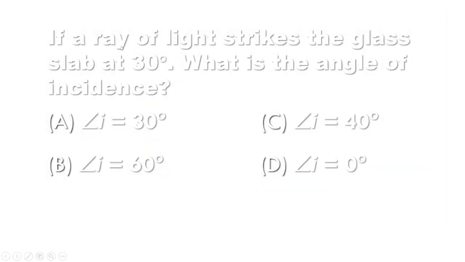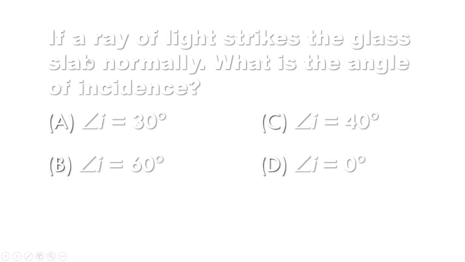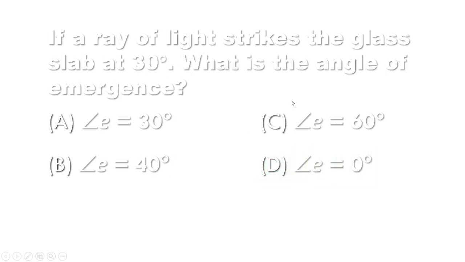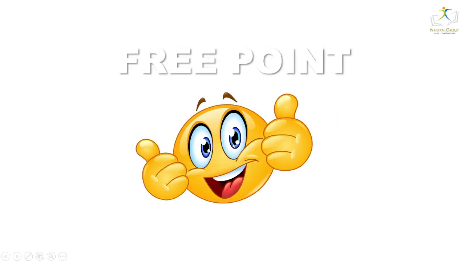Now let's see some questions. If a ray of light strikes the glass slab at 30°, what is the angle of incidence? What do you observe here? That it strikes the glass slab at 30, so here the angle of incidence equals 60. Now if a ray of light strikes the glass slab normally, what is the angle of incidence? Here we say the angle of incidence equals 0. If a ray of light strikes the glass slab at 30°, what is the angle of emergence? That equals 60.